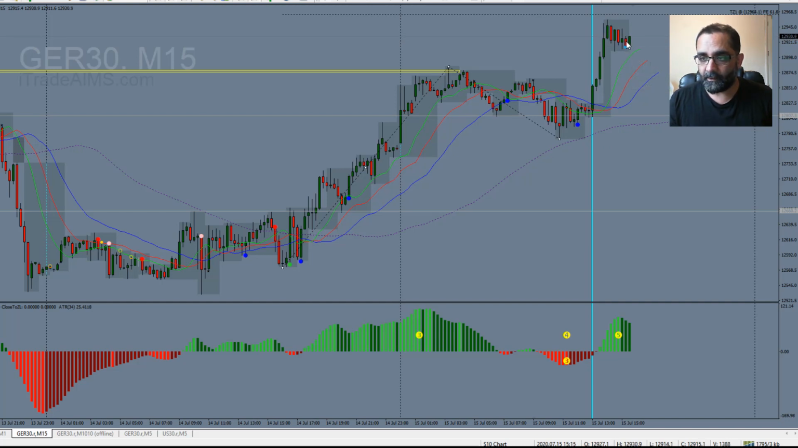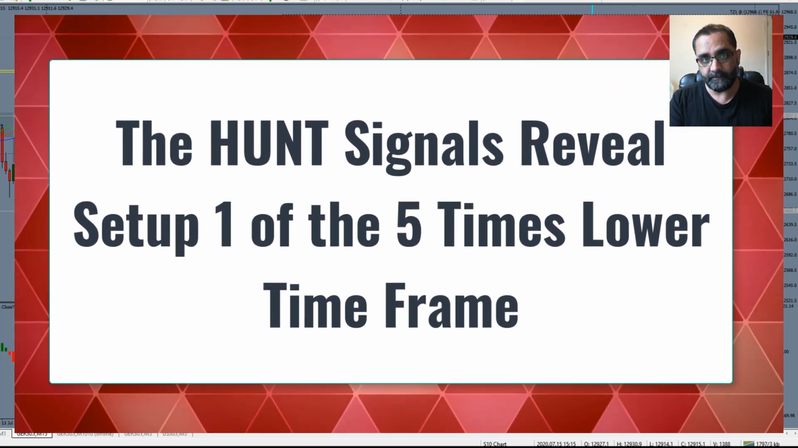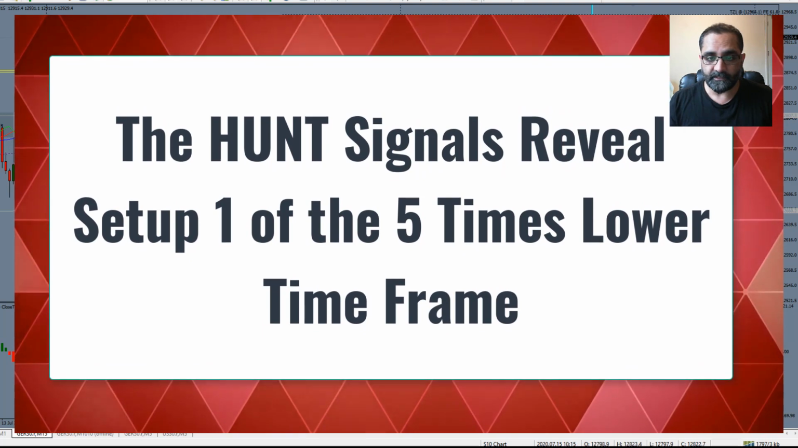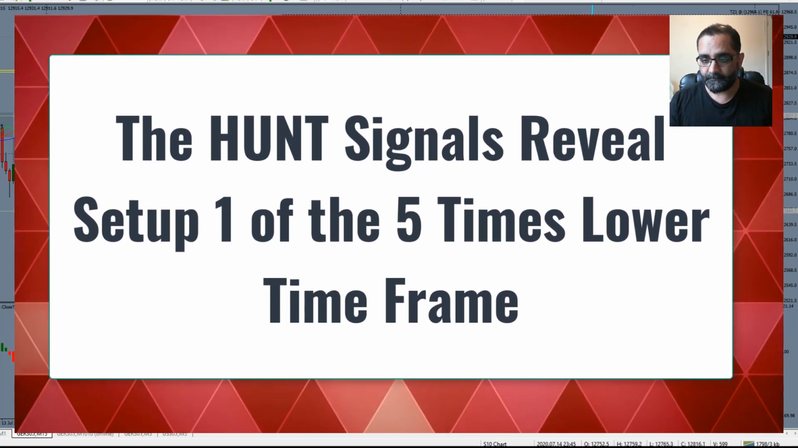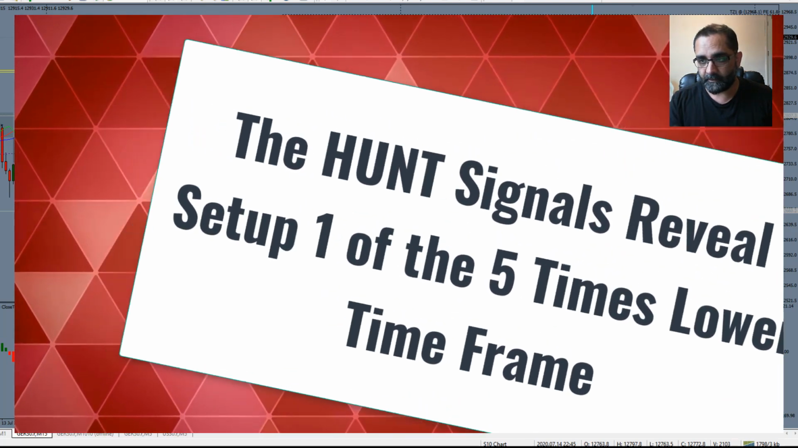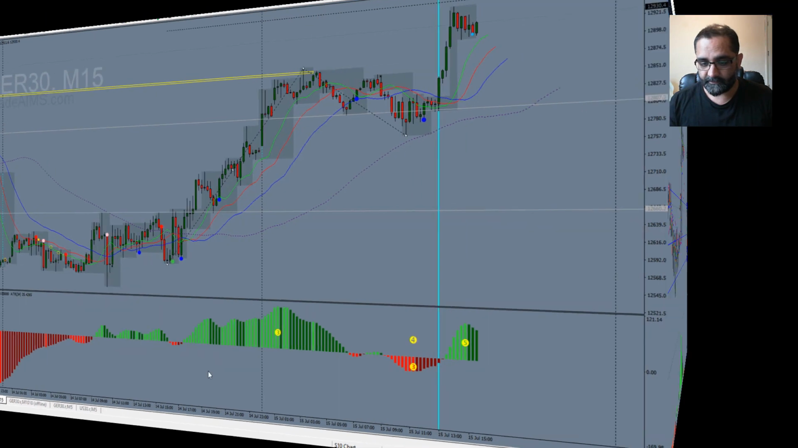What you see right now is a seed signal. This is the hunt, AIMS, the hunt seed signal. The hunt is a mechanism of trading the setup one of the 5 times lower time frame. So if we were going to go to, let's say, a 3-minute chart, you would see a perfect setup one on this. Let me bring a 3-minute chart for you on the DAX, and I'm going to use the TradingView platform for that.